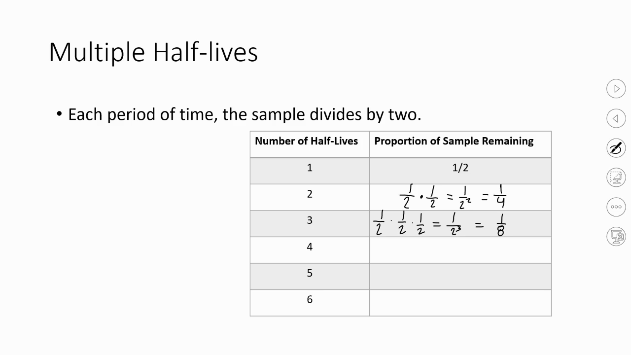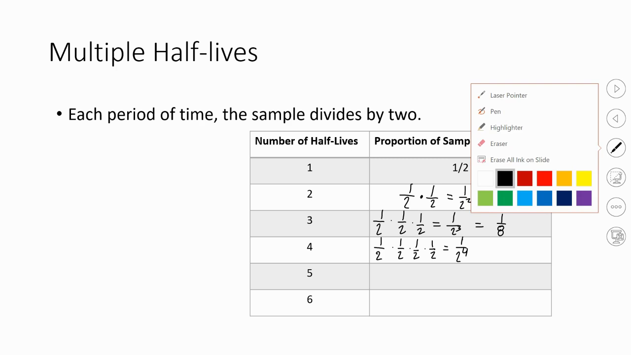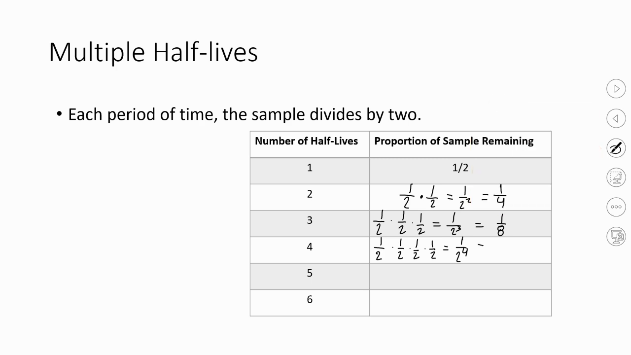We've got 2 half-lives. We've cut our sample in half twice. We've cut our sample in half 3 times. For 4, we've cut our sample in half 4 times, which is the same as 1/2 to the 4, we've done 4 half-lives. Which is the same as, what's 2 to the 4? Who knows that one? 16. Good, and we're following this pattern.